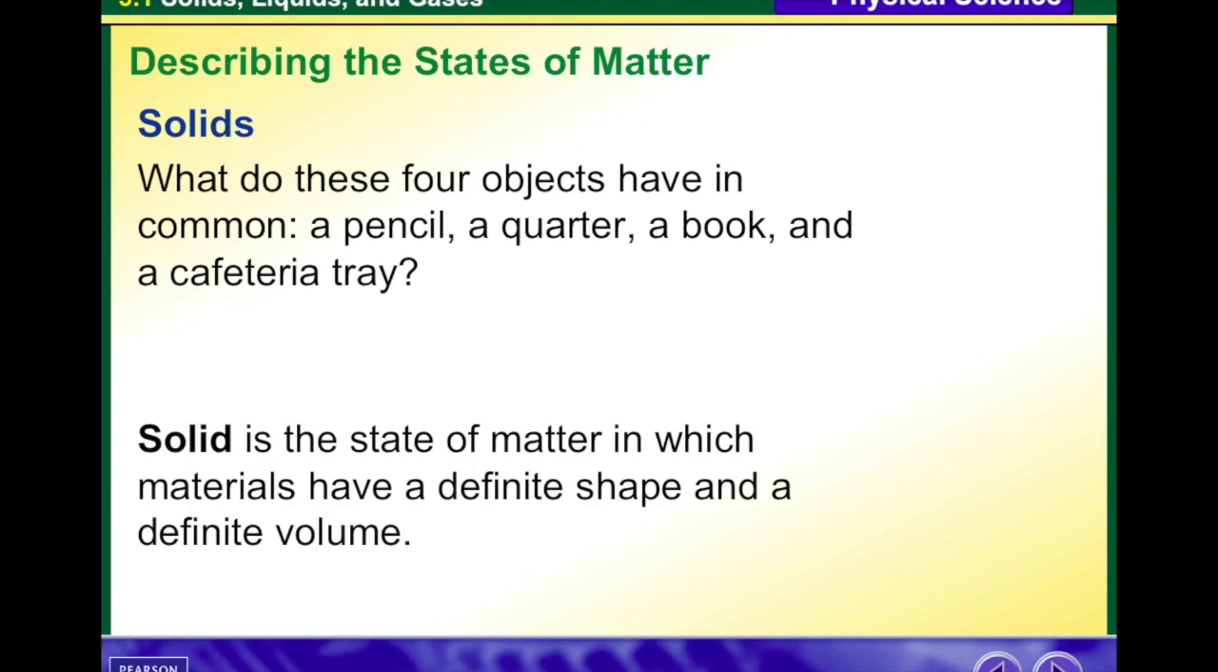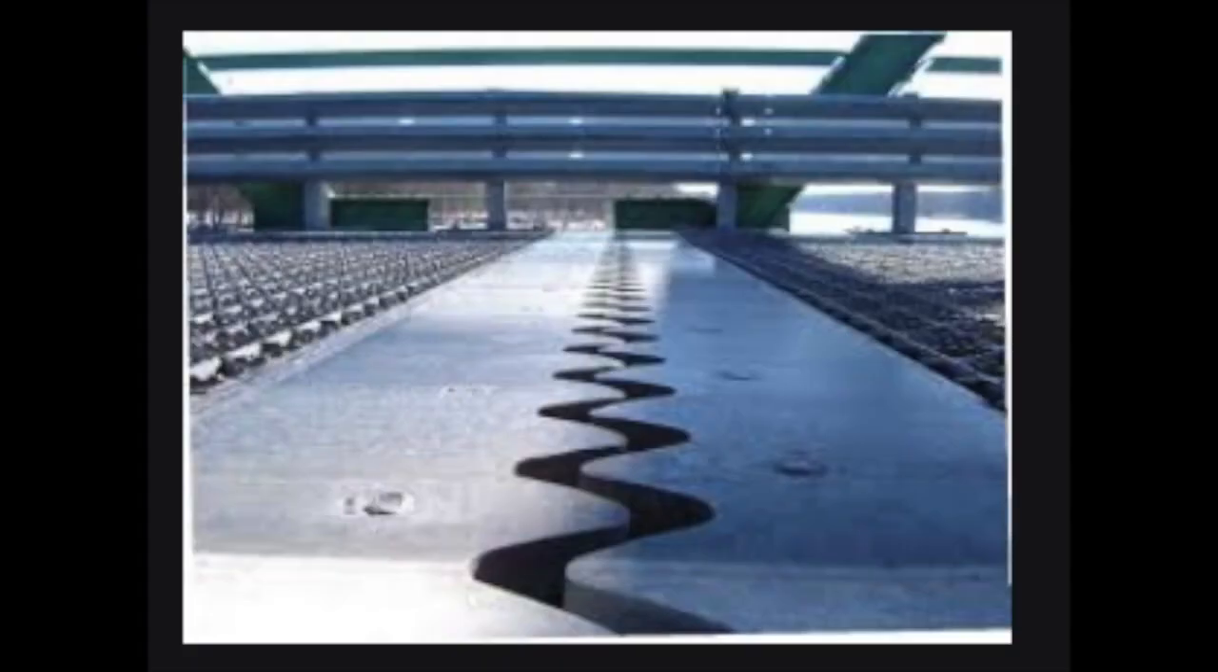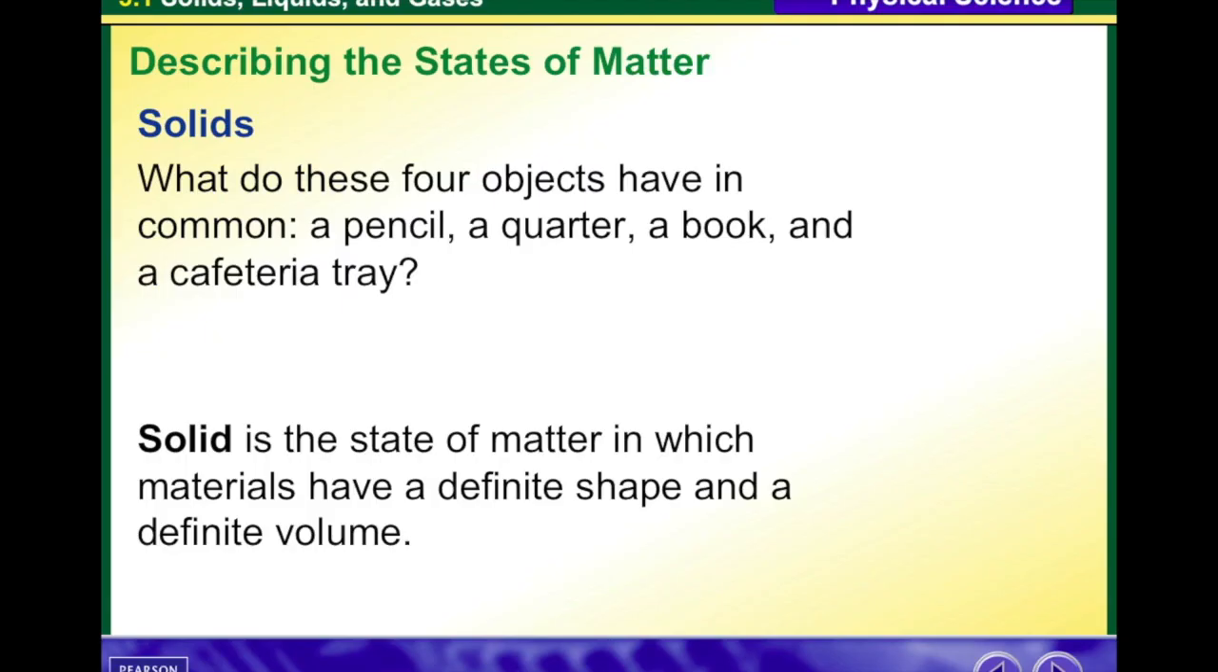As an example of thermal expansion, we could talk about bridges. There are expansion joints in metal bridges, and that is so as the temperature changes, the bridge doesn't buckle and break.